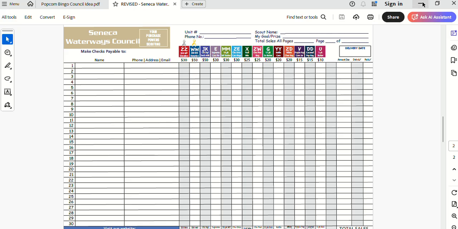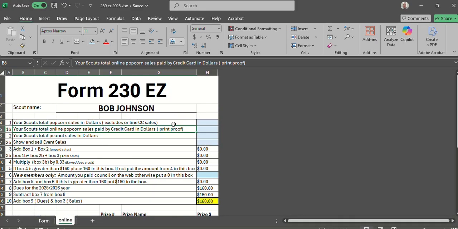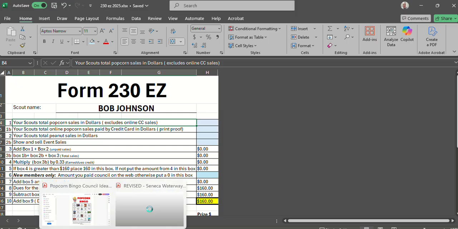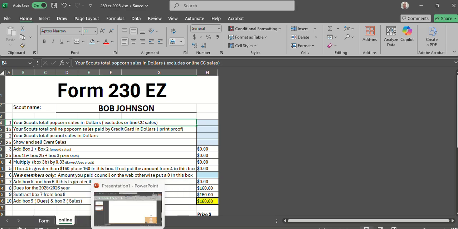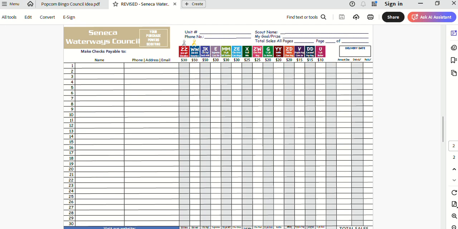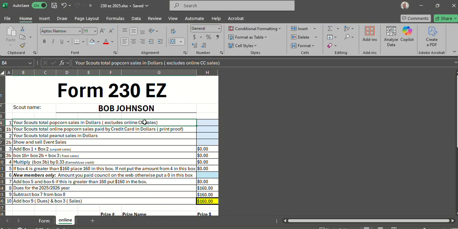So once that's all done and your popcorn sheet is done, you want to come over here. So the first row here is the sales in dollars. So this is going to exclude your credit card online sales. It's only going to be the sales that you did on that paper sheet that we just went through here. So those are just paper sheet sales.